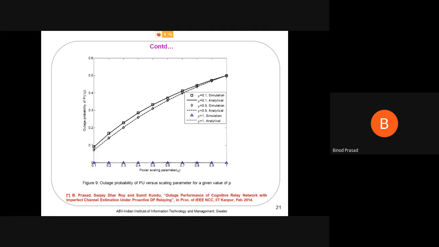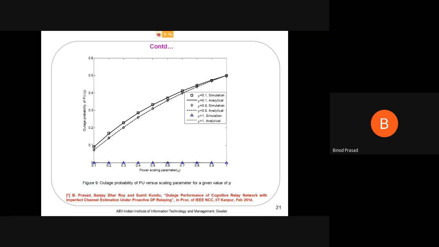This, you know, discussed. So we can see here that if we are having a power scaling factor, then how it gets increased. Now, the power scaling factor that we have said in this given problem is that if there is any kind of error in the interference channel, then the scaling factor should adjust according to the erroneous channel, because if there is an error, it should reduce its power so that the overall interference produced at the PU receiver should be limited.